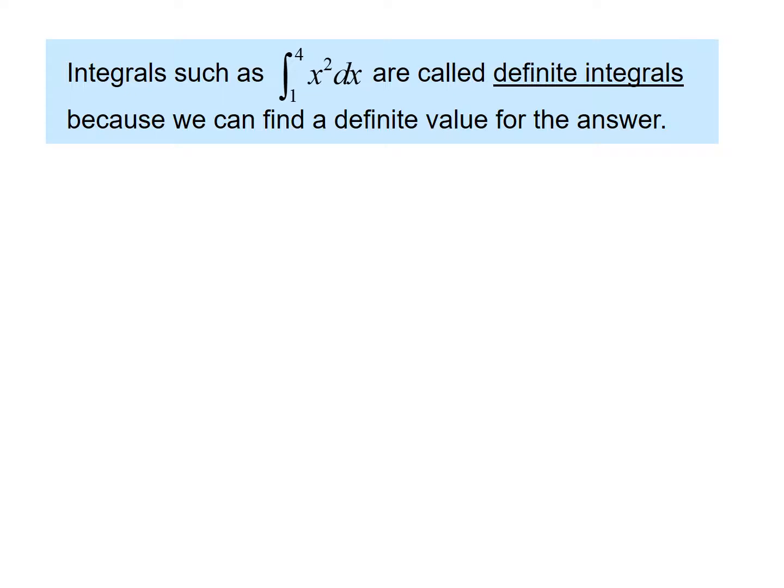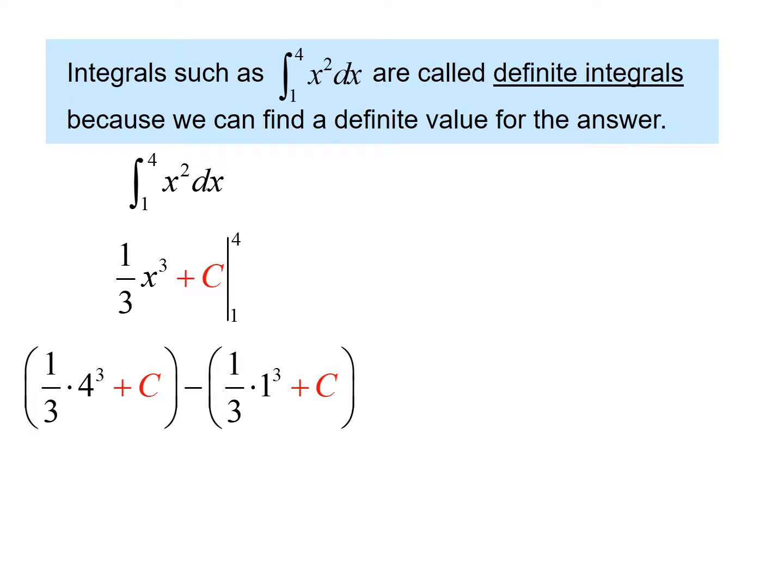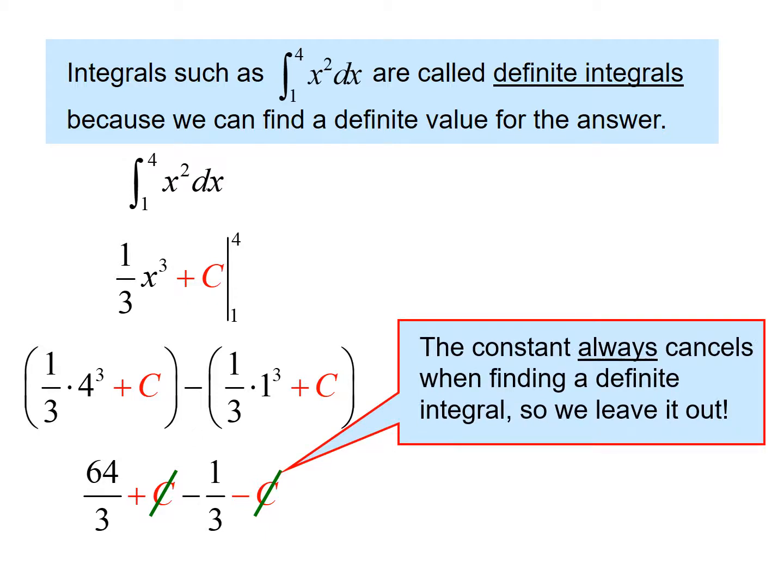Okay, referring back to what we learned last chapter, the integral from 1 to 4 of x squared dx, we call that a definite integral because when we take that antiderivative and evaluate, we get a definite value for the answer. We get some sort of a number. Now we could put the plus c in there, but it turns out it's not necessary because that c always ends up canceling out. So we don't bother putting the plus c when we take a definite integral because we know it's always going to go away.